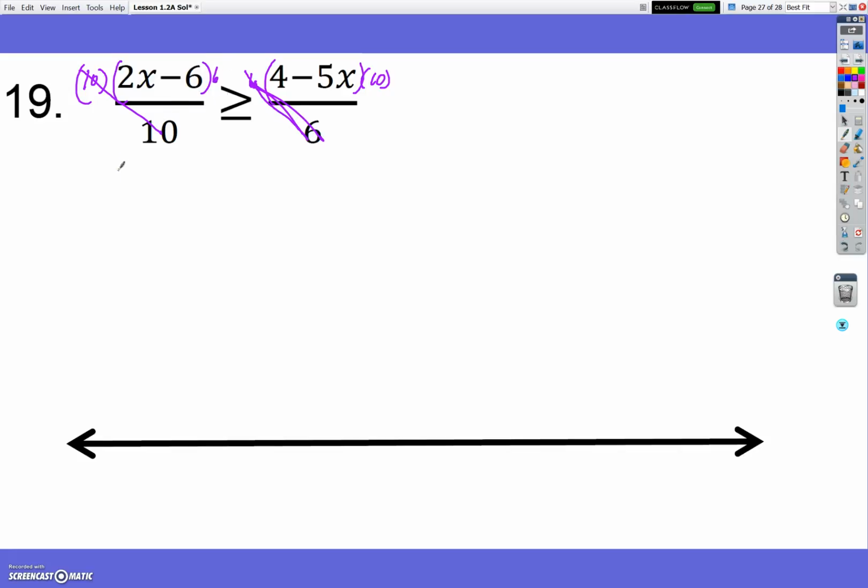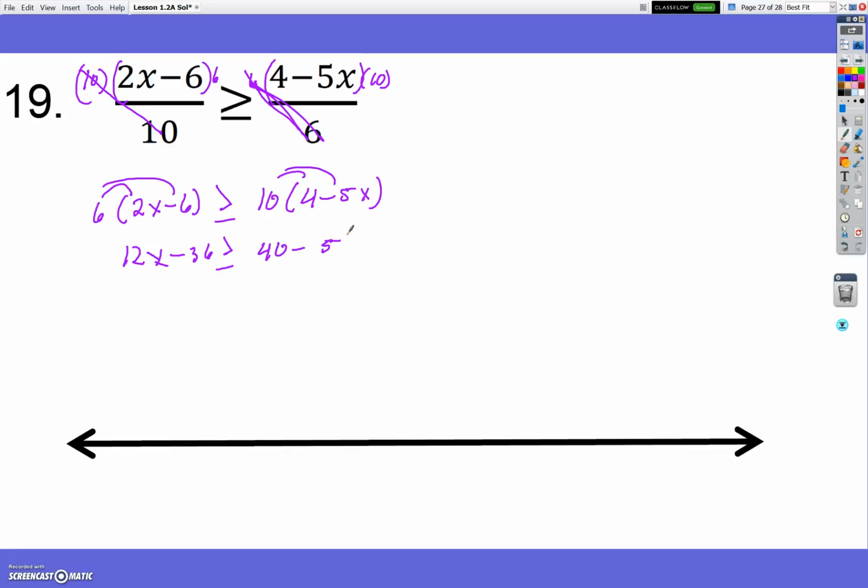So essentially what I'm doing is cross multiplying, so I'm going to have 6 times the quantity of 2x minus 6 is greater than or equal to 10 times the quantity of 4 minus 5x. I'm going to distribute to both terms to get 12x minus 36 is greater than or equal to 40 minus 50x. Now I want to keep my variables positive, so I'm going to add 50x on both sides. And I'm also going to add 36 on both sides.